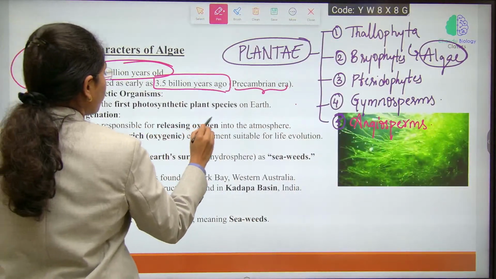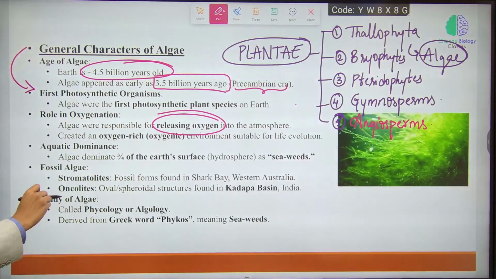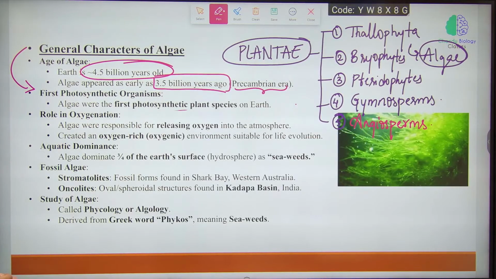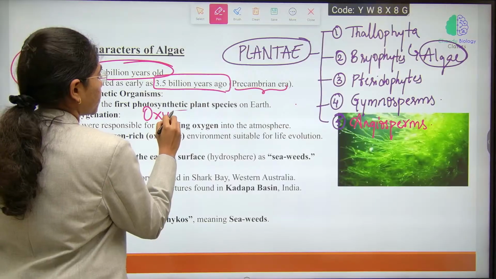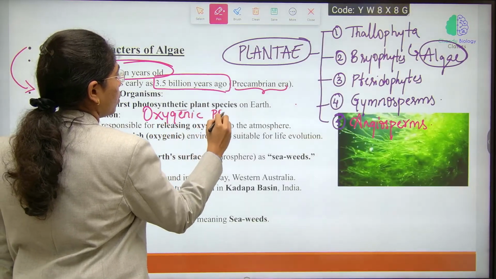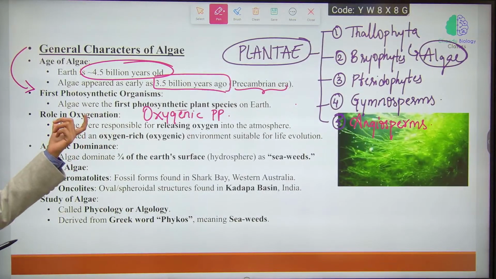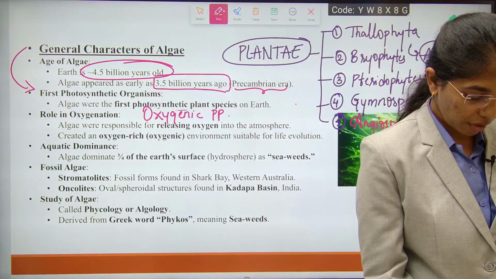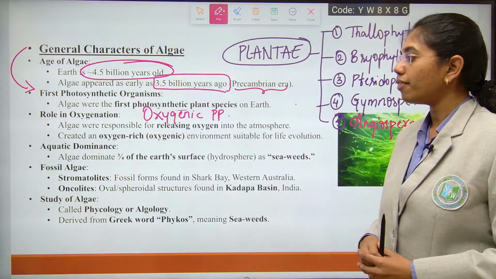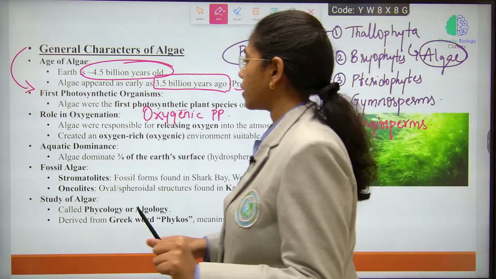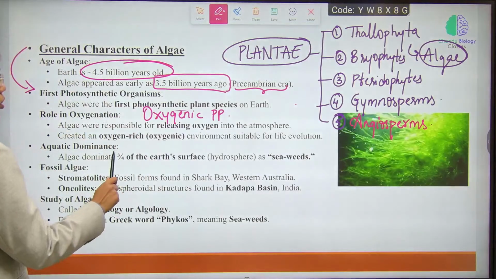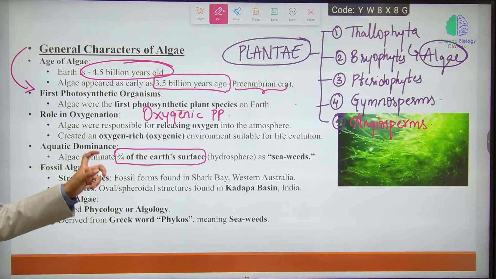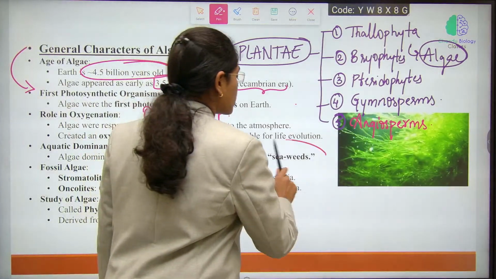Algae were responsible for releasing oxygen into the atmosphere as they are conducting what type of photosynthesis? Oxygenic photosynthesis. This is releasing oxygen into the environment for the evolution of life. Next, aquatic dominance. Algae dominates around 3/4 of the earth's surface. They are known as seaweeds.